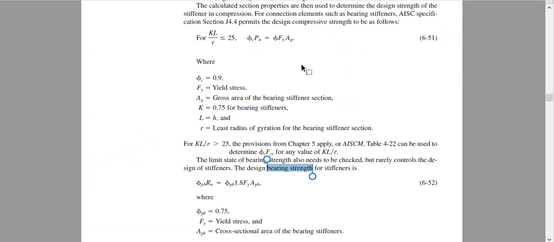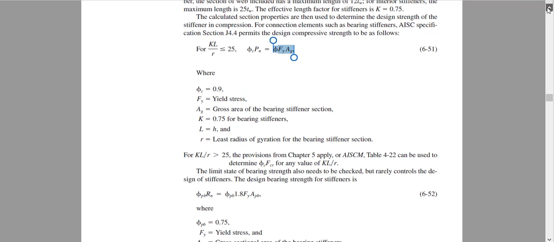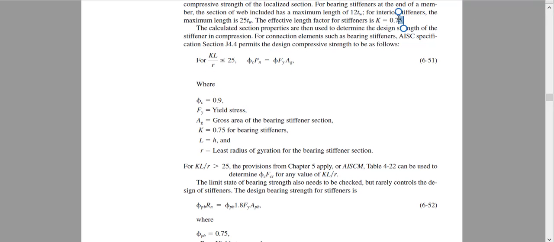So we saw how to calculate the strength. Again, to find this, we need KL by R. What is K? K, your book gave us. K depends on the support type. For stiffener, we use 0.75. So K is known, 0.75, universal for stiffener.